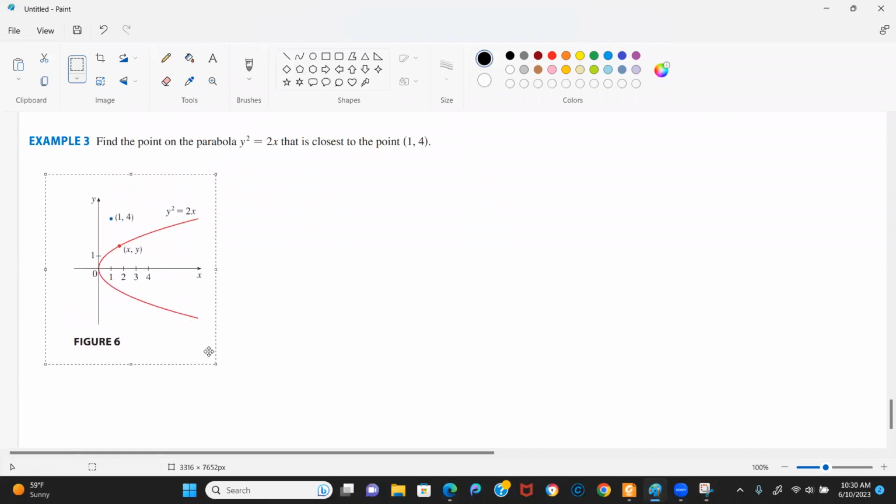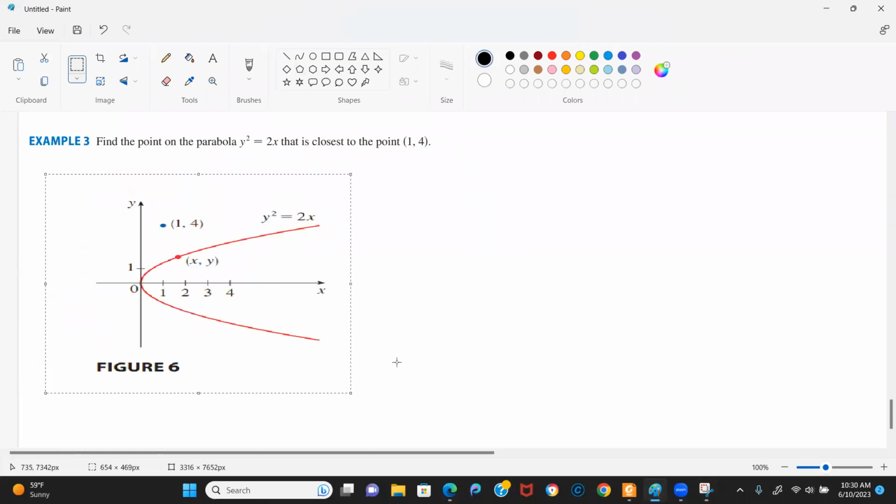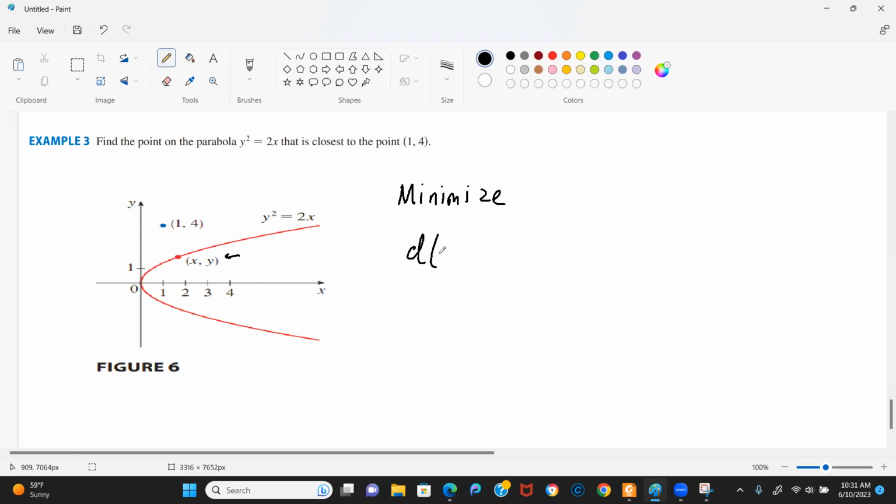So we have this is the setup right here. What we want to do is, so we have just a generic point x, y on the curve. And what we want to do is minimize this distance d between the point on the curve x comma y to this point right here. So we want to minimize this distance right here.